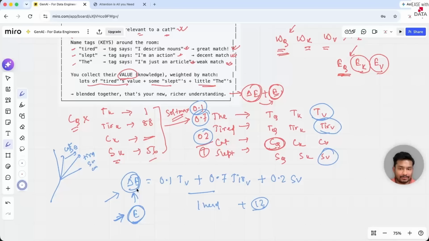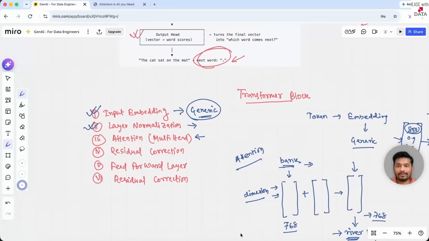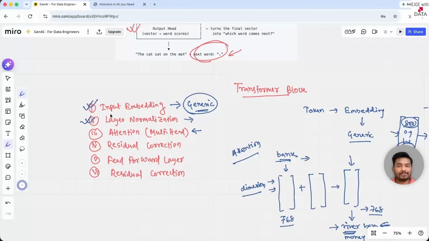Once you collect the value, it is added to the original embedding and a new embedding is created. So this is your original embedding, plus you add the knowledge that you got to make it more enriched. So your new embedding would point to the tired sleepy cat. And this is how the embeddings are made rich and context aware. So if I scroll up to where we were discussing attention, we have seen input embedding, we have seen layer normalization, and now we know how attention works.